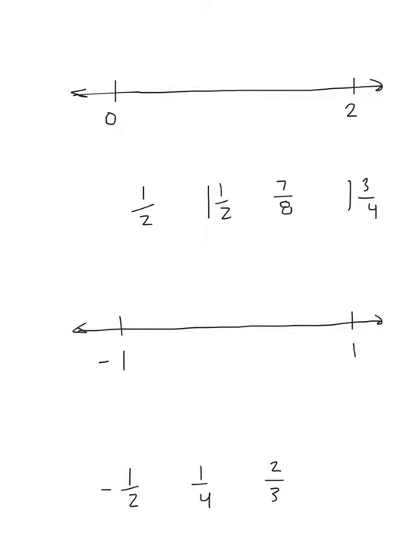Hello, fourth grade. We're working with a closed number line. A closed number line is when you have a beginning and ending number and you're trying to fill in between.